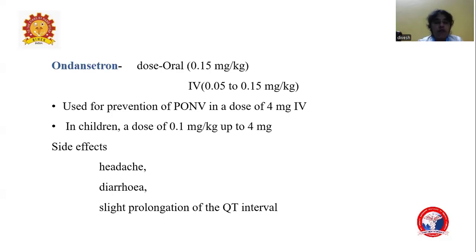It is used for prevention of post-op nausea and vomiting at a dose of 4 mg IV, and in children at a dose of 0.1 mg per kg up to 4 mg. The side effects of the drug are headache, diarrhea, and slight prolongation of the QT interval.